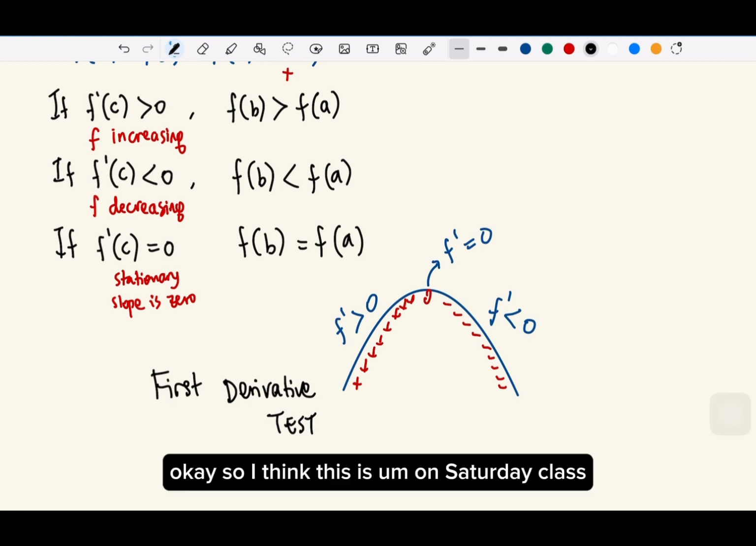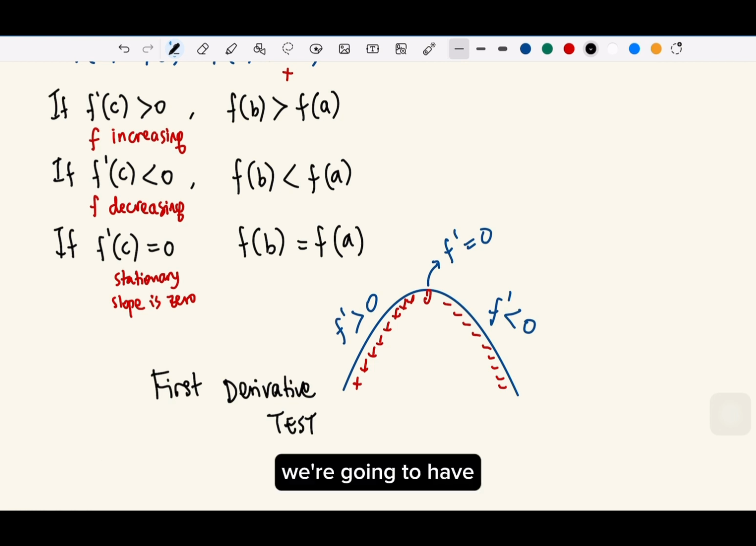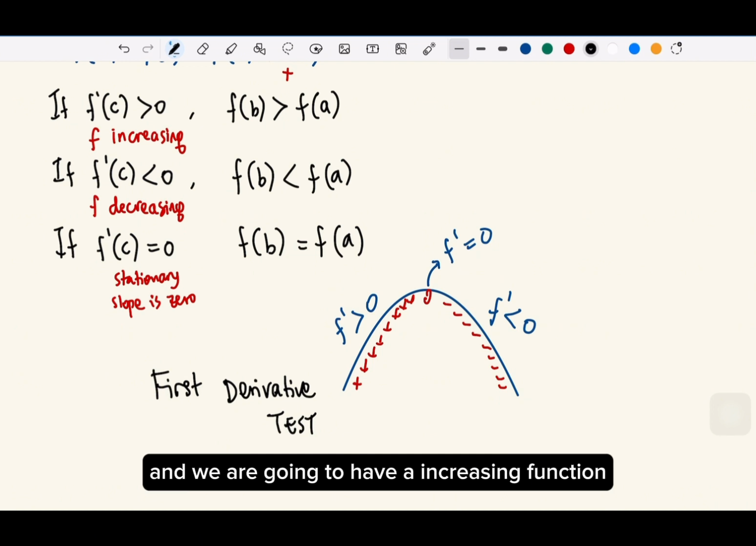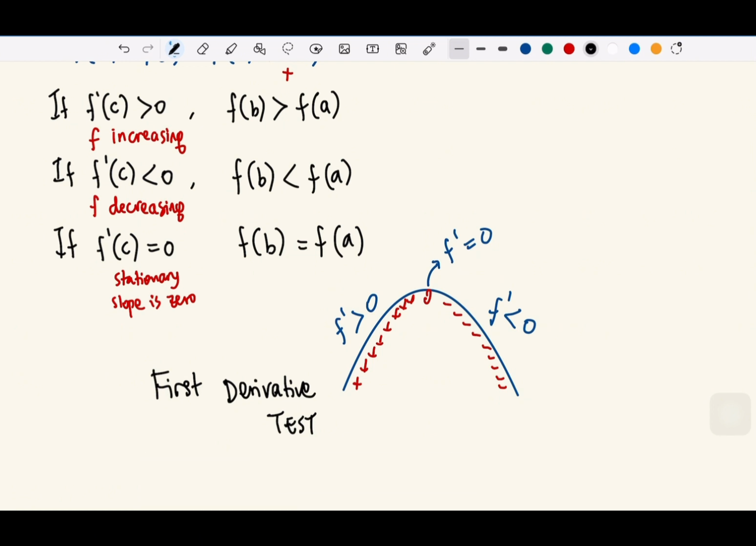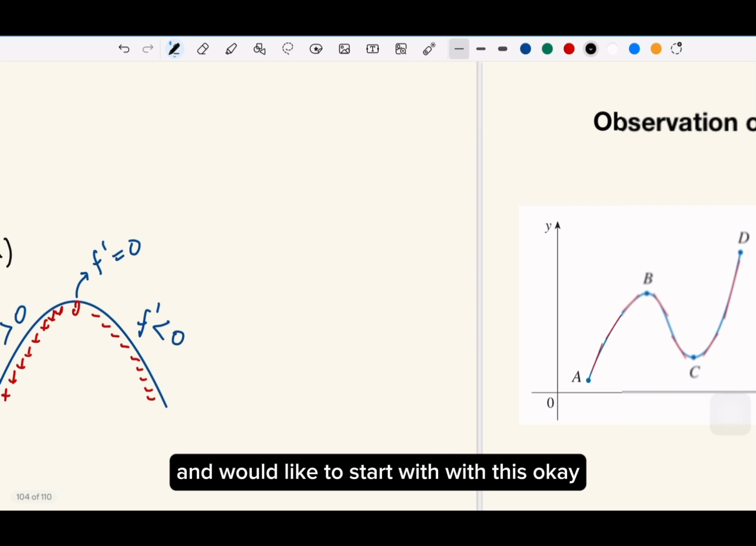Okay. So I think this is on Saturday class, right? So we have the first derivative test, and the conclusion is we're going to have an increasing function when the first derivative is positive, and a decreasing function when the first derivative is negative, or less than 0. And when it's equal to 0, we know that this will be a horizontal slope, right? Okay, now we go to the next one.